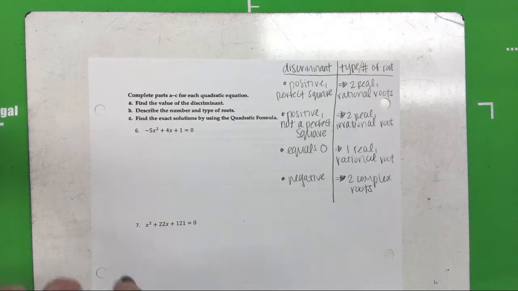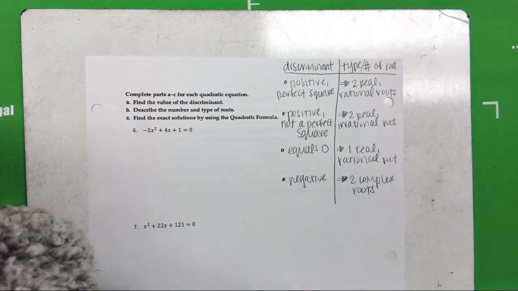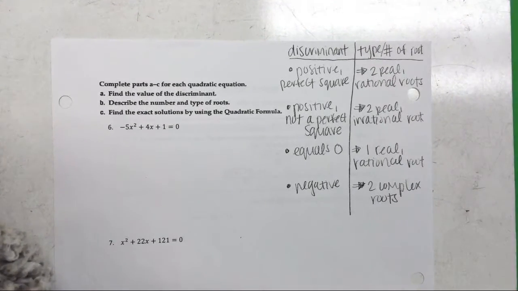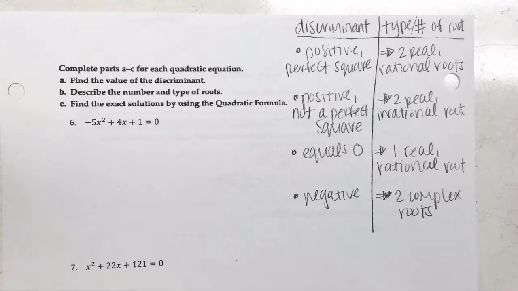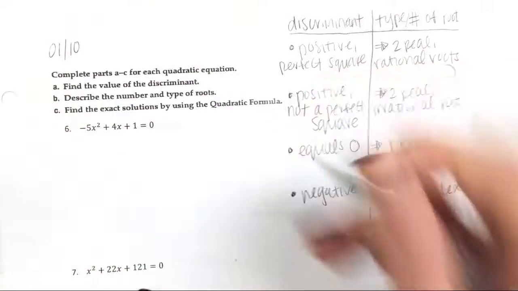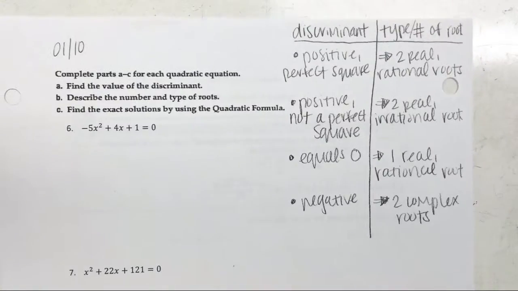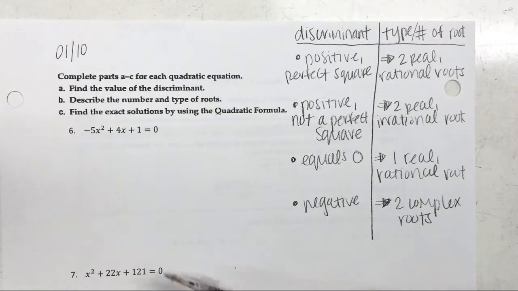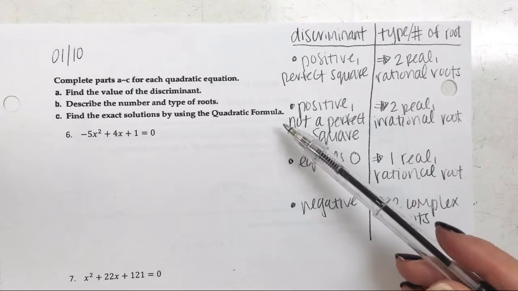Alright guys, so this is the second part of notes for January 10th. And we're going to be talking about the discriminant. And we're still dealing with the quadratic formula.